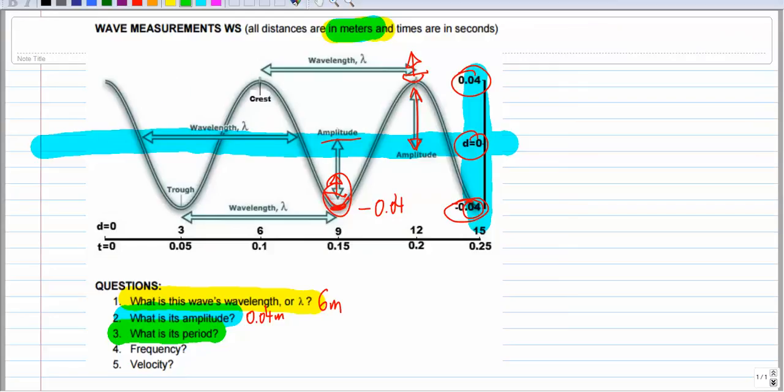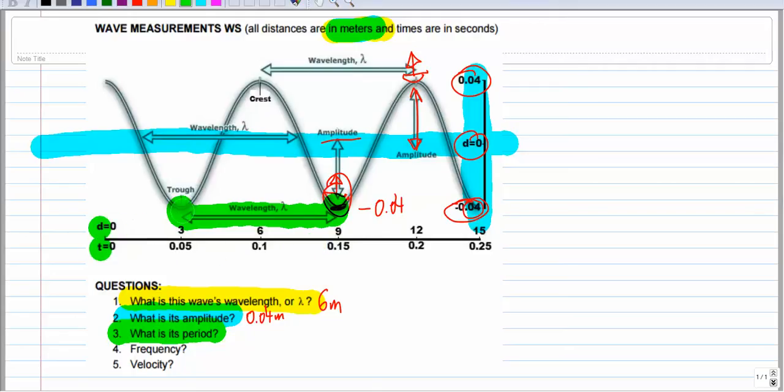Also pretty easy to measure from the graph. I'm going to pick a wavelength. I'm going to pick this wavelength right here, this trough to this trough. So there was our wavelength. We already know that that was 6 meters. But now instead of looking at the distance, I'm going to look at the time.